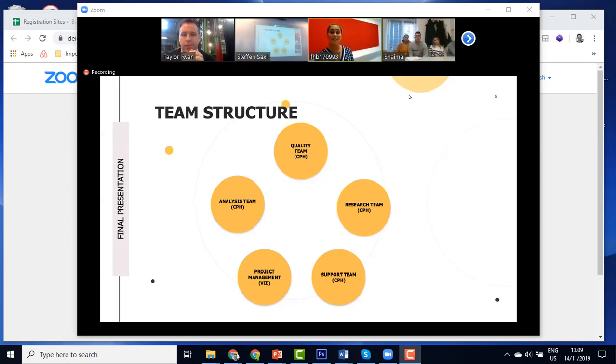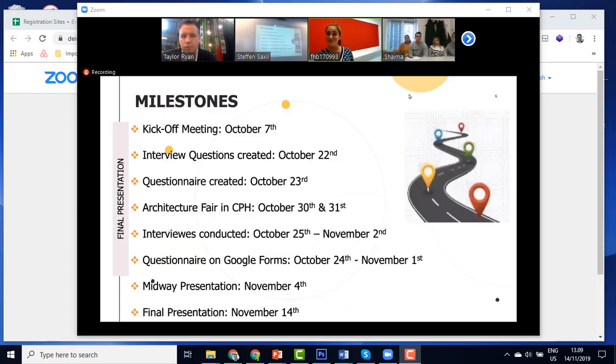Here you can see how our team is structured. We separated the whole team into 5 sub-teams: the quality team, the research team, the support team, the analysis team, and the project management team. The first 4 sub-teams I mentioned are from Denmark, and the project management team is from Vienna. Each sub-team had one representative, and only those representatives communicated with each other. Next slide, please.